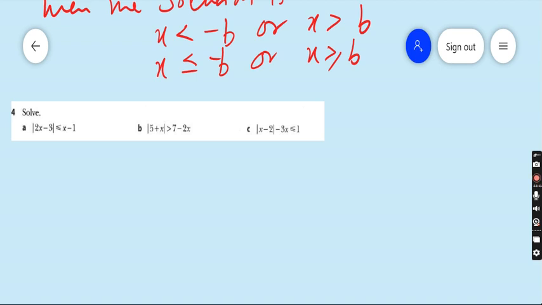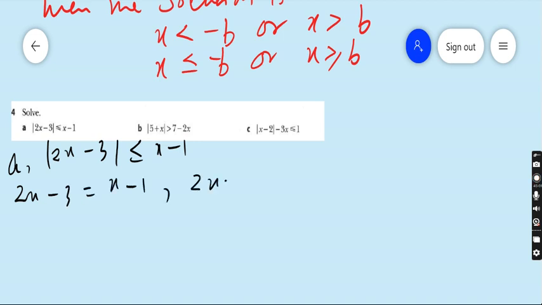Solve. So same strategy we will use because we have only one absolute value sign. So part A is 2x minus 3 less than or equal to x minus 1. So one is 2x minus 3 equals x minus 1, and the other is 2x minus 3 equals minus x minus 1. So we have to apply the minus sign.